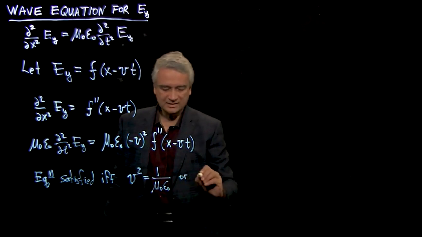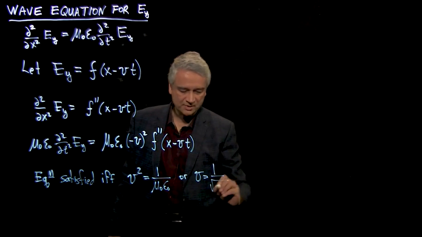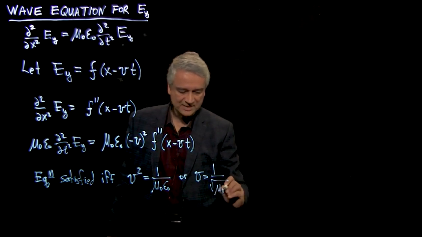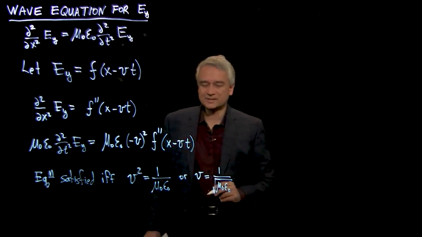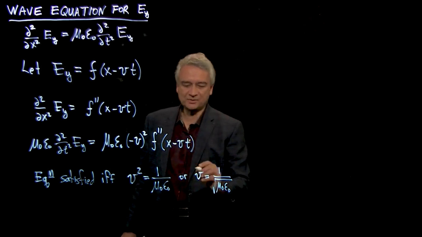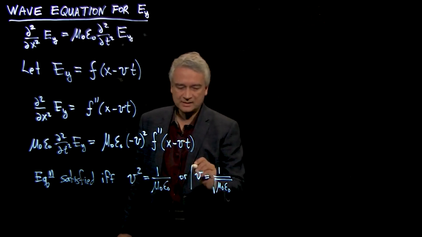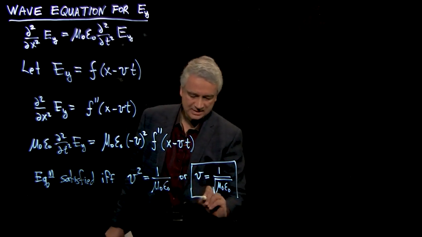Or I can rewrite this as v is equal to 1 over the square root of mu naught times epsilon naught. So I have a solution to the equation if and only if I pick the right value of v, and the right value of v is 1 over the square root of mu naught times epsilon naught.